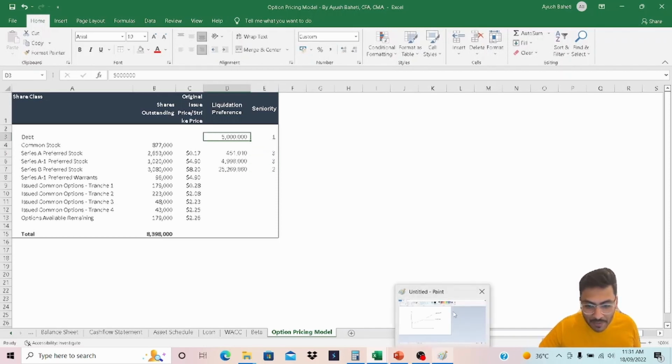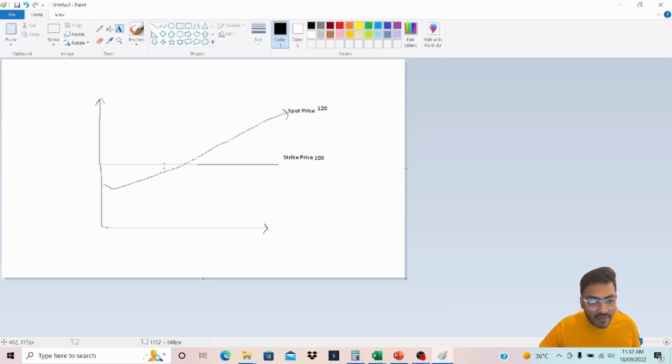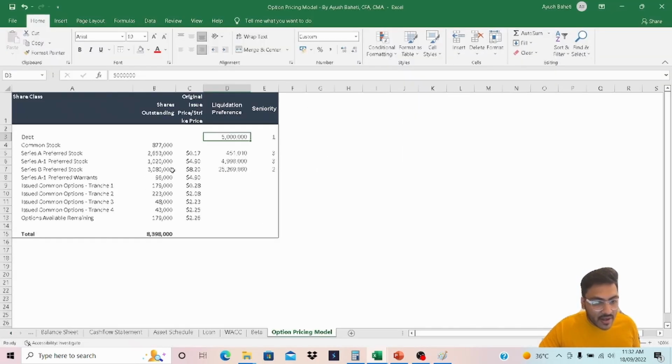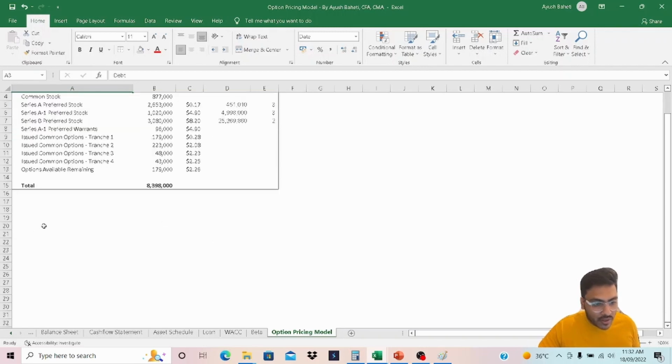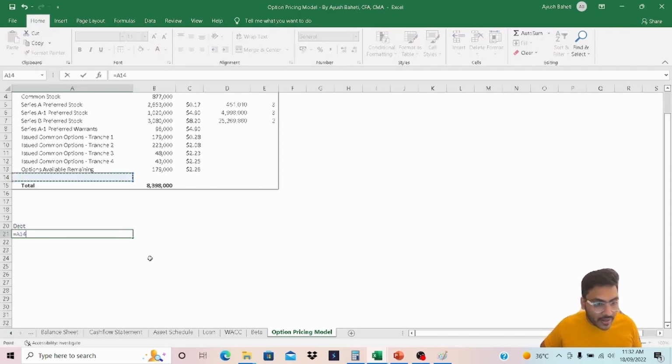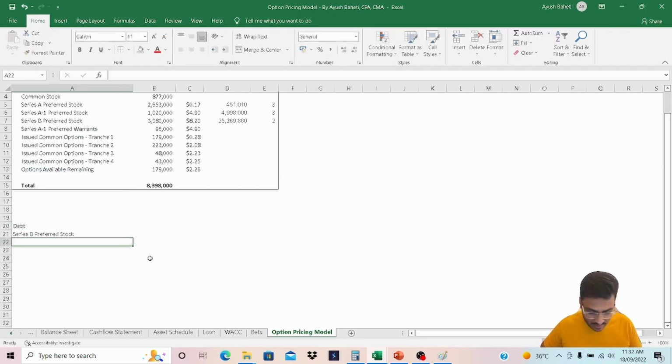In a previous example, we have just taken strike price to be value of debt, but in this case, other than debt holders, we have preferred shareholders before equity holders will start receiving the value. So what we're going to do is create the breakpoints or create the strike prices. So first is the debt holder will receive the value, followed by series B, and then series A and series A1.